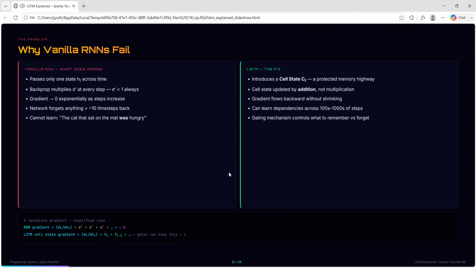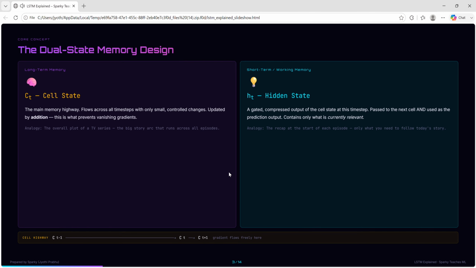Before LSTM, we had vanilla recurrent neural networks. LSTM solves this by introducing a dual-state design. There are now two things flowing across time, not just one. The first is the cell state, C subscript T. Think of this as long-term memory, the main highway that carries information across many time steps with minimal interference.